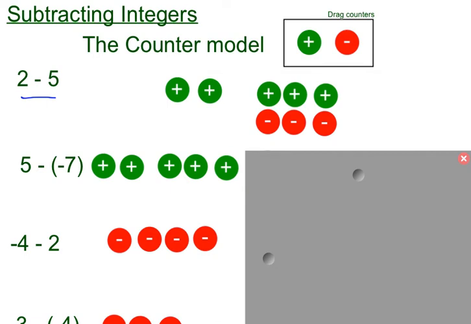Altogether, with the 2 pluses, the 3 pluses, and the 3 minuses, altogether makes 2. So I have 2 take away 5. So I'm going to take away the 5. And that leaves me with negative 3 left over. Okay, next example.